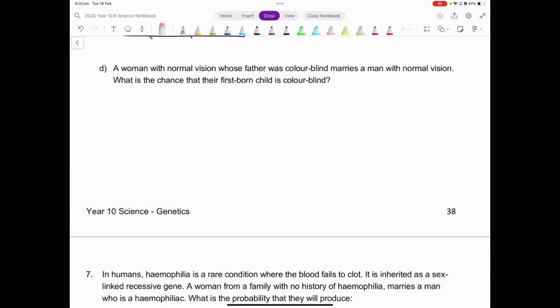Right, so a woman with normal vision. So we've got to start here. Woman with normal vision whose father was colorblind. Okay, father was colorblind. I've kept them in the same color to show that they're related to one another, right? Next up, a man with normal vision. So, what is the chance that their firstborn child is colorblind? Now, their firstborn child has the same chance of being affected as their second child, as their third child, as their 32nd child, okay?